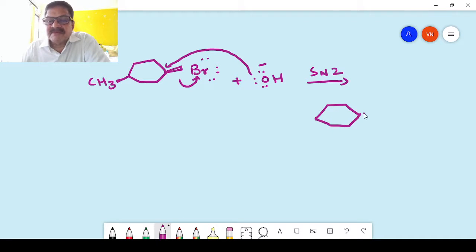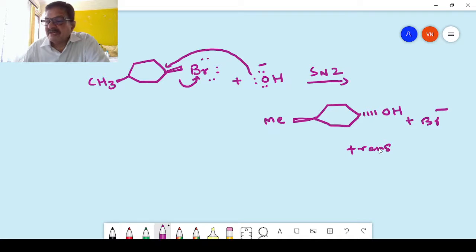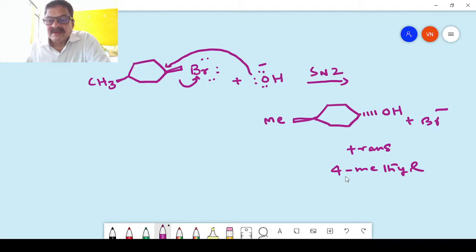Inversion of configuration means the nucleophile attacks from below the plane of the ring here. There will be inversion of configuration, plus Br minus. This will be a trans product here, trans-4-methylcyclohexanol. This is the compound here.